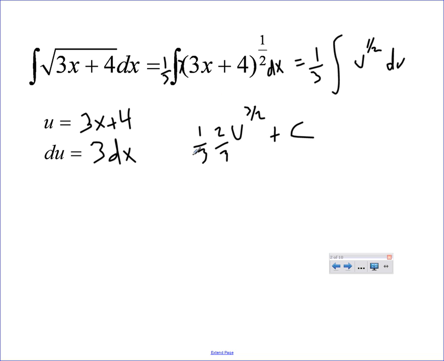And now let's make it look nice. 1/3 times 2/3 is 2/9. We back substitute in what u is. u is 3x plus 4, so we get 2/9 times (3x plus 4) to the 3/2 plus c, and we're done.